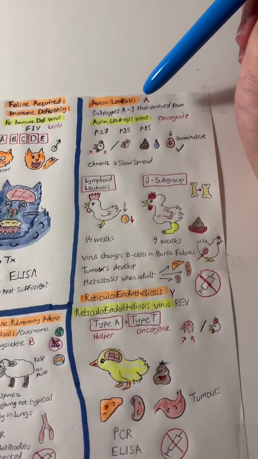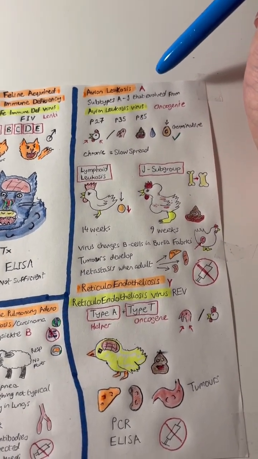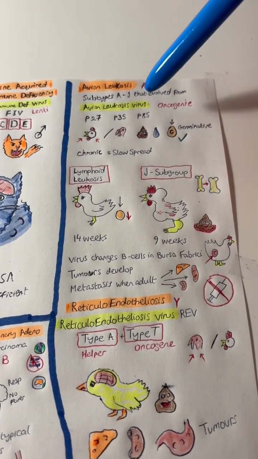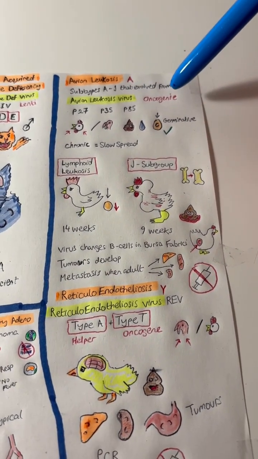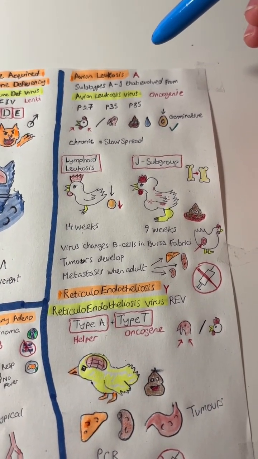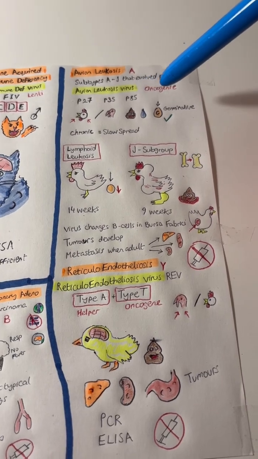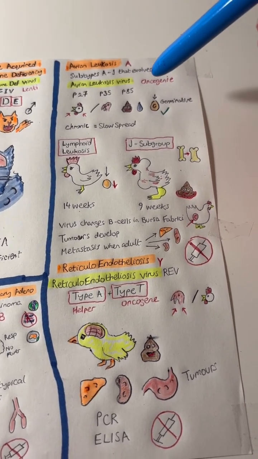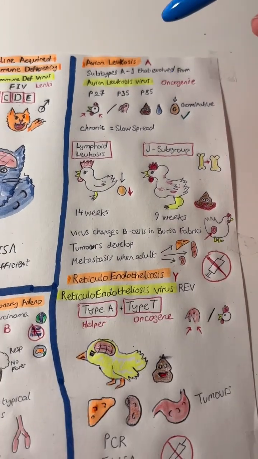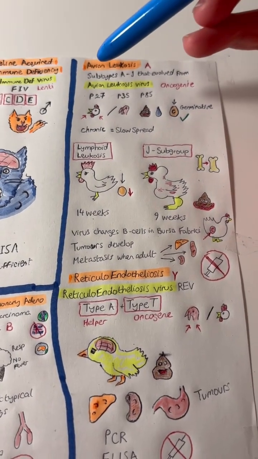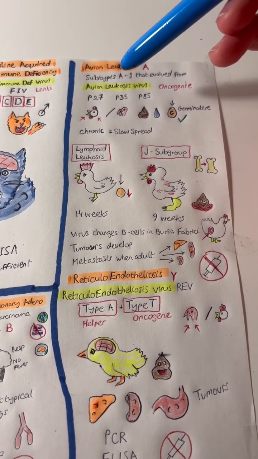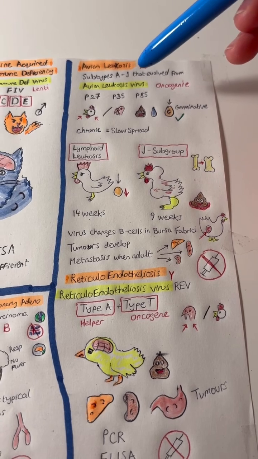Avian leukosis is a part of the alpha retrovirus genus. There are subtypes A to J that evolved from avian leukosis virus. It is an oncogenic virus. The virus forms the leukosis sarcomatosis virus complex. The virus occurs worldwide. The clinical forms of the disease are less frequent, and it mainly occurs in older animals. The antigens are P27 glycoprotein, P35 transmembrane protein, and P85 glycoprotein.